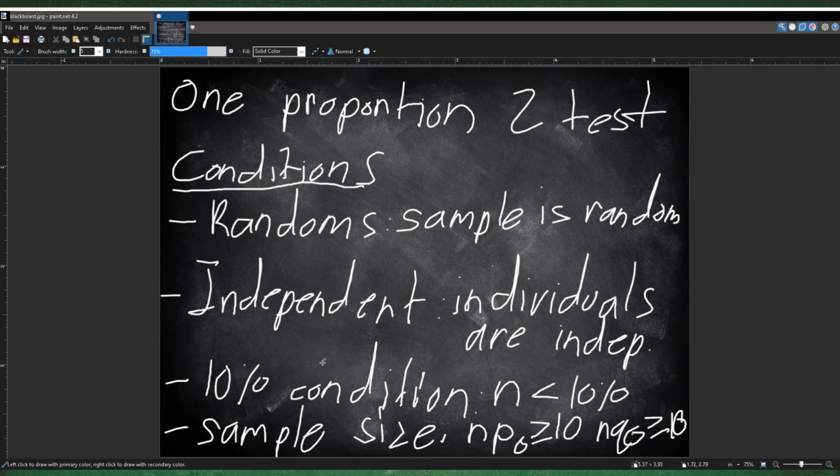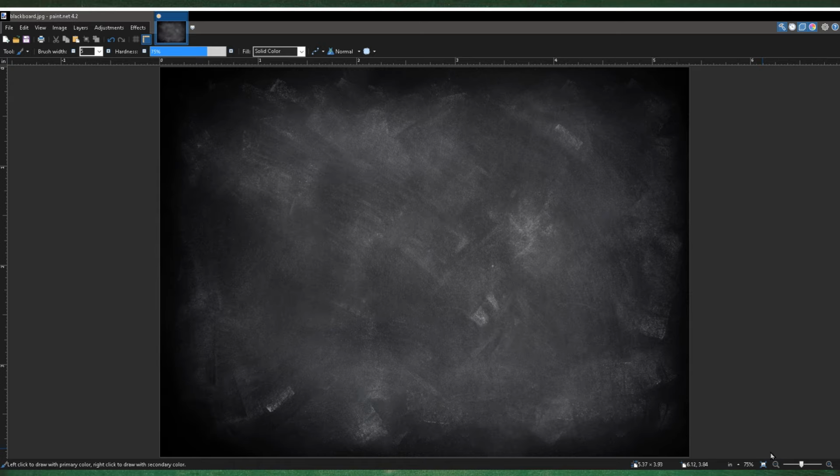For the random, the independent, and the 10% condition, you could basically just write it down and say it's random. You could say it's independent, and you could say it's less than 10%. The sample size is the one that you always have to check, the annoying one. So that's the first thing you have to do. You have to check for conditions.